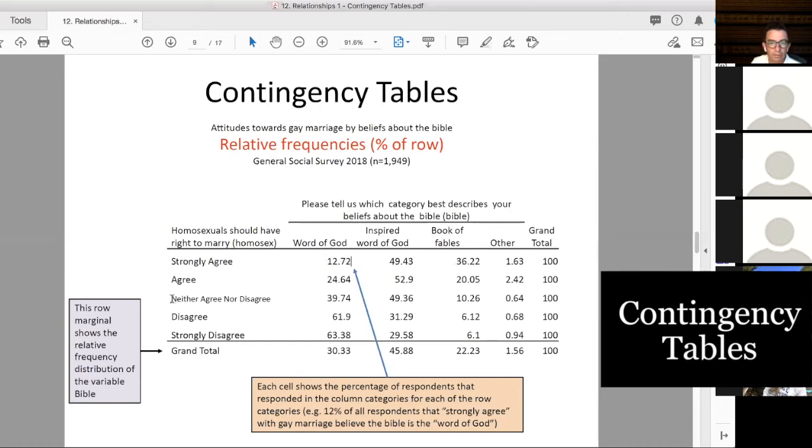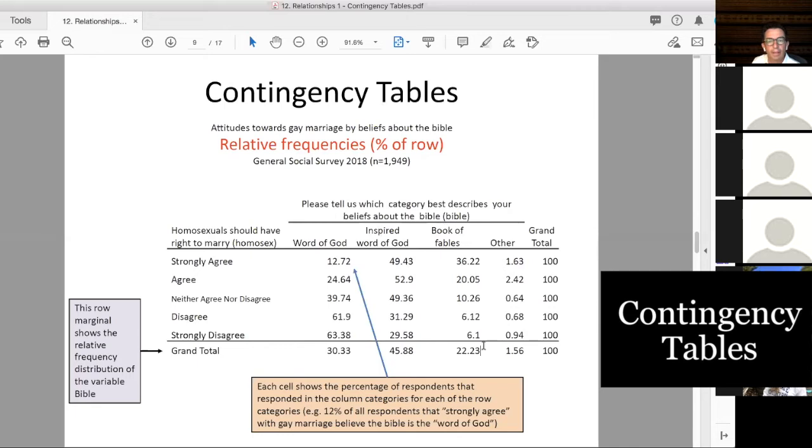Here, if we were to assess this one, let's say this 63%, because this is the 100%, you can interpret it as, of those that strongly disagree with gay marriage, 63% of them believe that the Bible is the actual Word of God. Of those that strongly disagree with gay marriage, 30% believe the Bible is inspired by the Word of God. Of those that strongly disagree with gay marriage, 6% believe that the Bible is a book of fables.